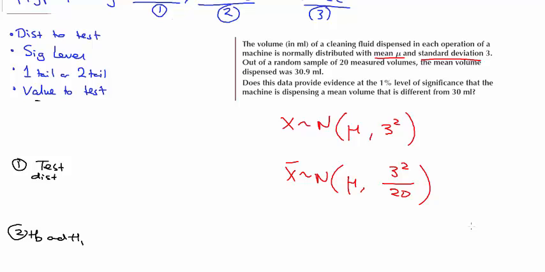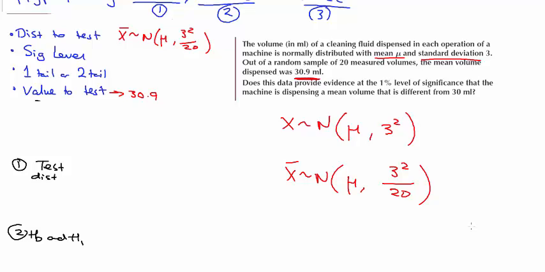So we haven't figured out our distribution test just yet, because it's not like we can put mu, 3 squared over 20. We need that number. Okay, just keep that in mind right now. So you had a random sample of 20, which at least helps you with this bit of the distribution to test. And it goes, the mean volume dispensed. So this is the actual value we're going to be testing.